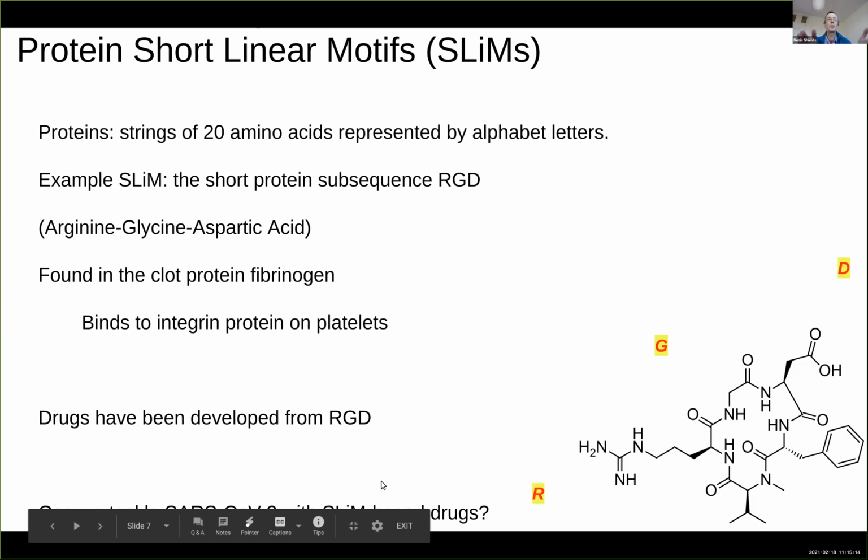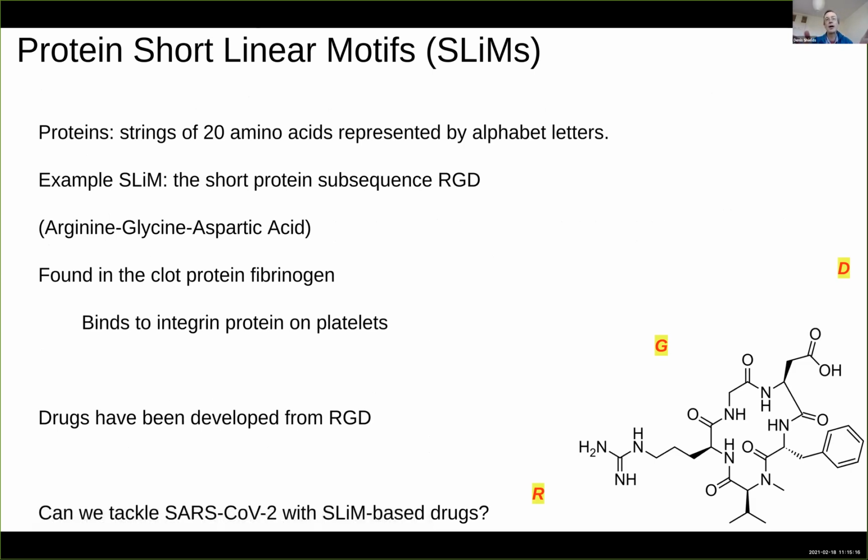So just to remind you, proteins are strings of 20 amino acids, which you can represent by alphabet letters. An example of this would be a very short 3 amino acid string, like a little subsequence of the protein. The way that's represented in this single letter code is RGD. R is an amino acid called arginine, G is an amino acid called glycine, and D is an amino acid called aspartic acid.